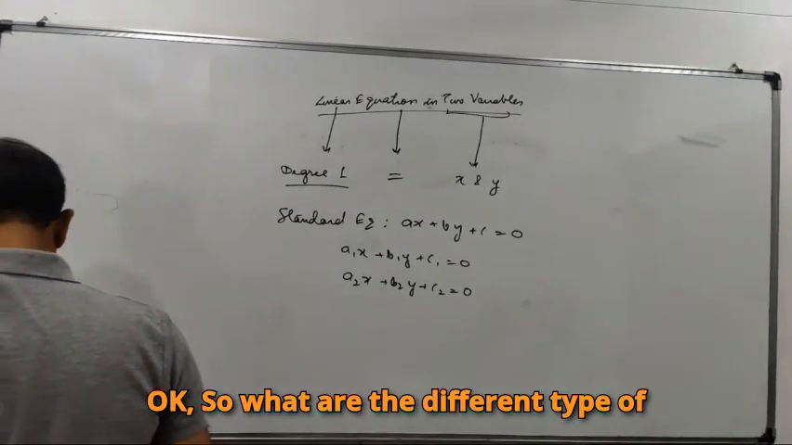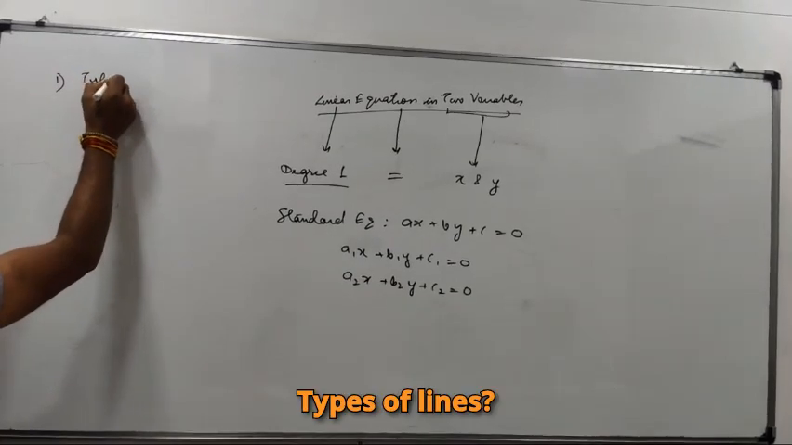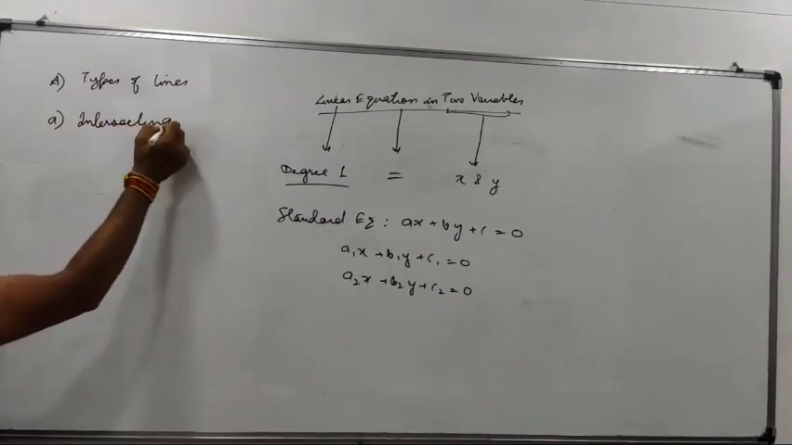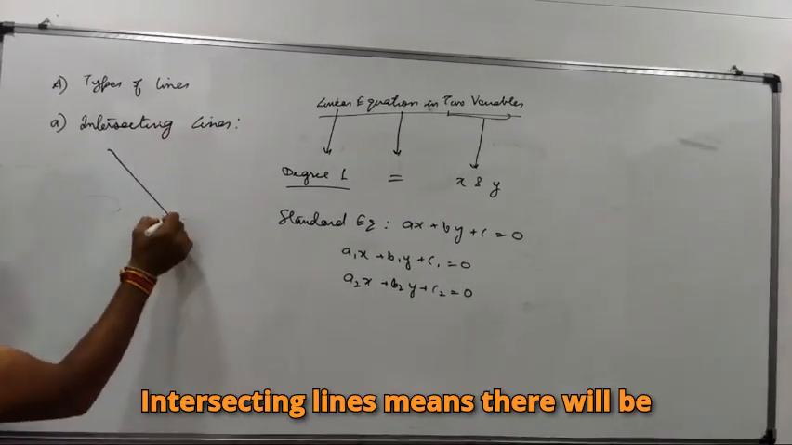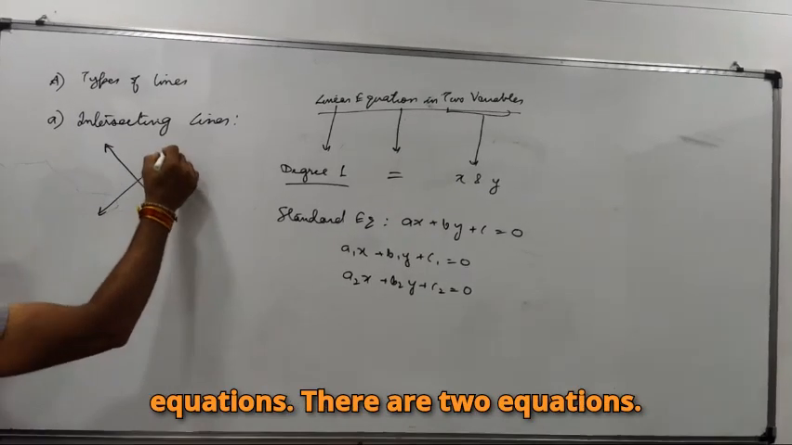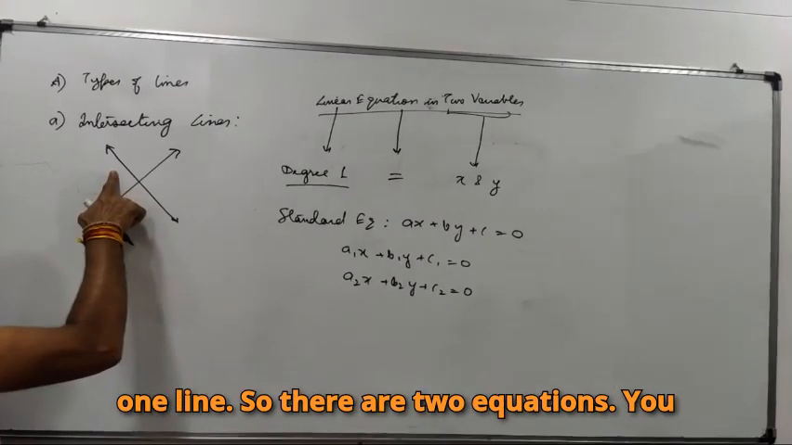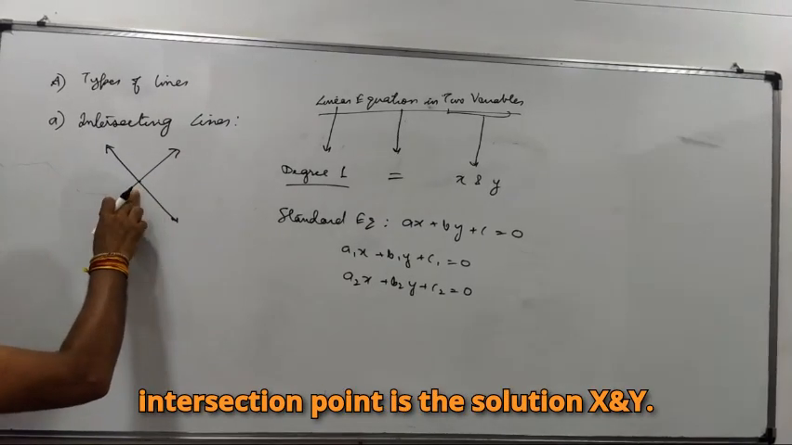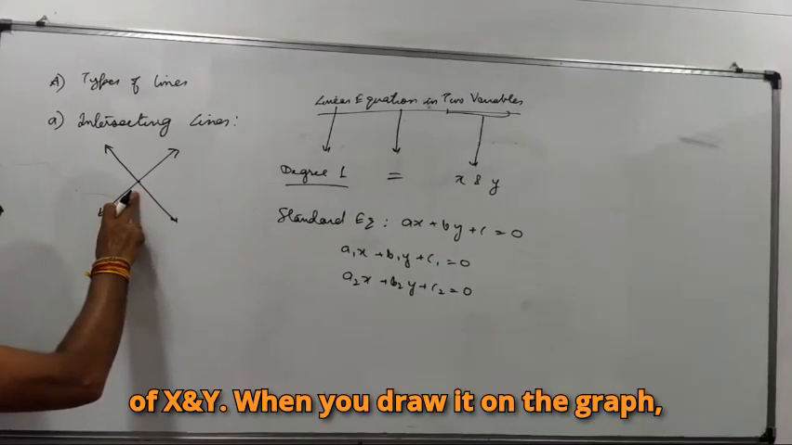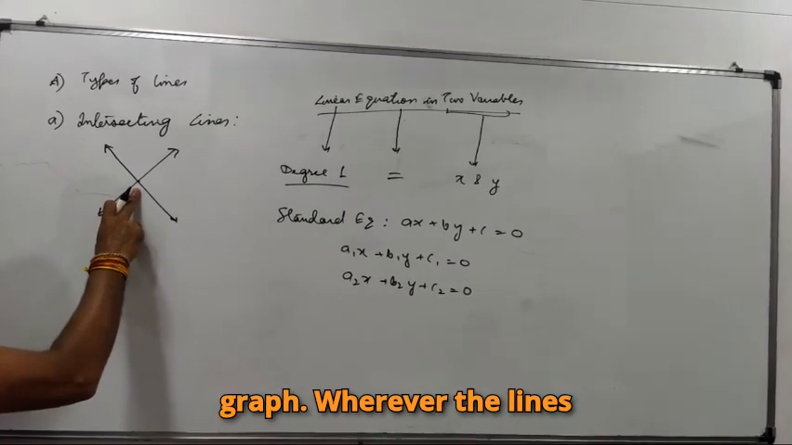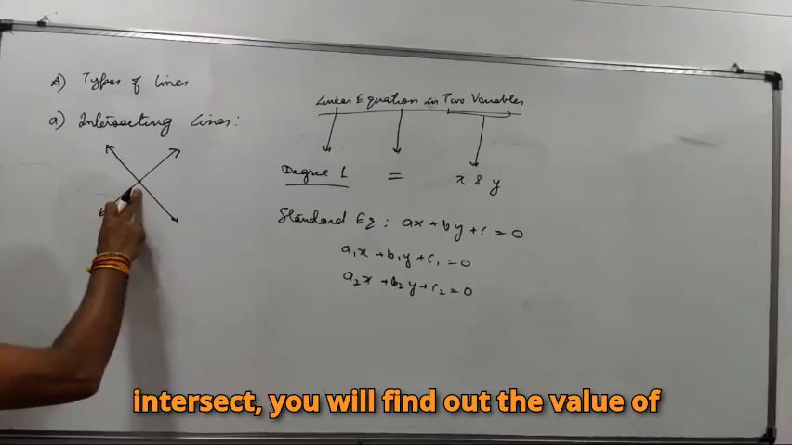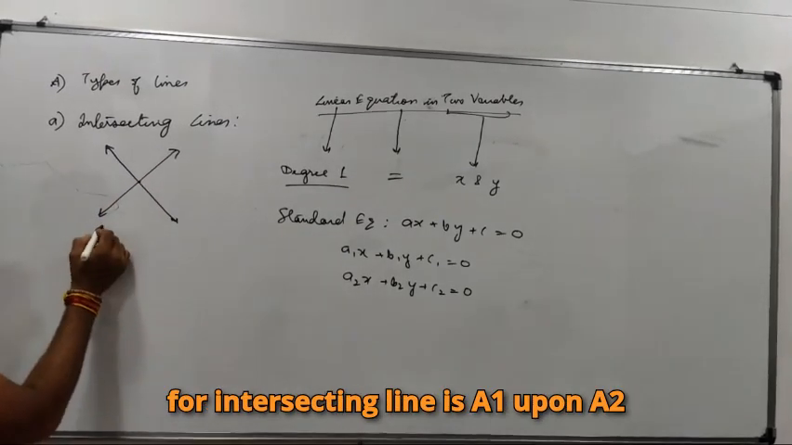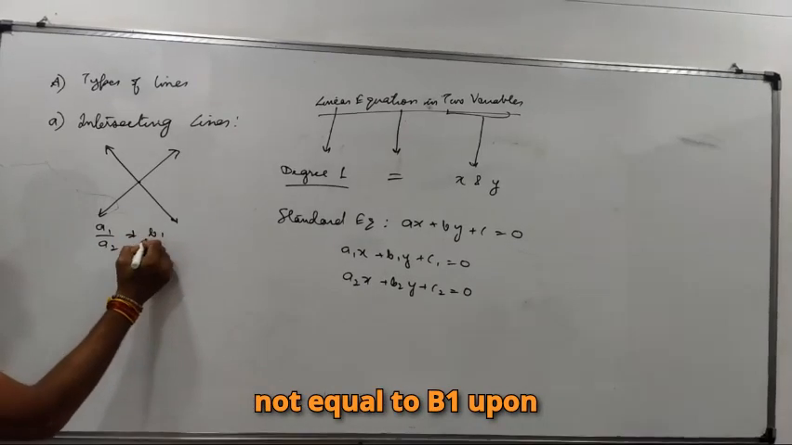Okay, so what are the different types of lines that you can draw? Types of lines. It can be intersecting lines. Intersecting lines means there will be two lines because there are two equations. For each equation, you are going to have one line. So there are two equations, you will have two lines. So these two lines are meeting at a point. So this intersection point is the solution, x and y. When you draw it on the graph, you can find out this point from the graph. Wherever the lines intersect, you will find out the value of this point. So this point x and y is the solution. So these are intersecting lines. The condition for intersecting lines is a1 upon a2 not equal to b1 upon b2.